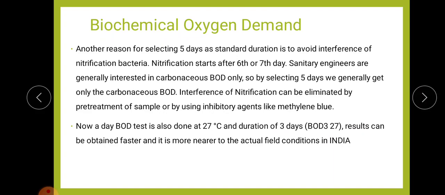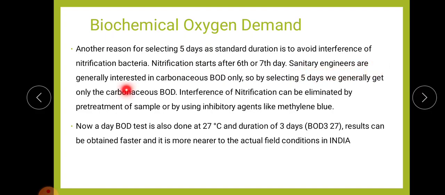Next, another reason for selecting this 5 days as a standard duration is to avoid interference of nitrification bacteria. In the previous slide I explained that first there will be carbonaceous oxidation, next nitrogenous oxidation. This nitrification, the second stage, only starts after the 6th or 7th day. So if we choose 5 days, there will not be interference of nitrification bacteria.